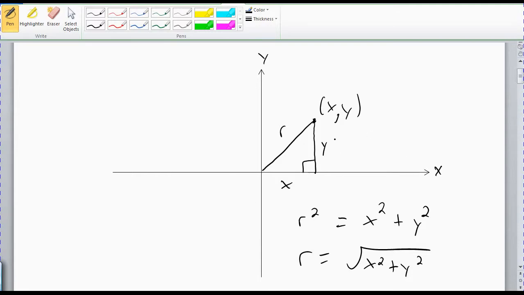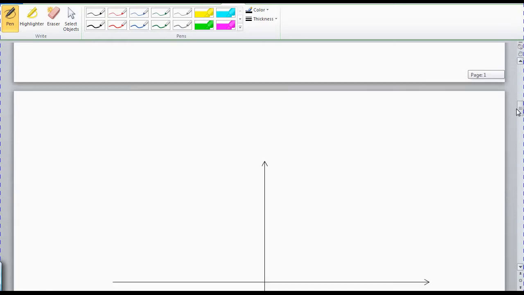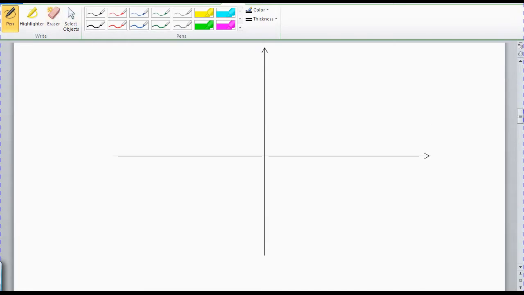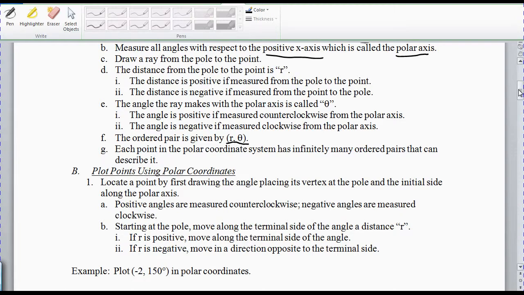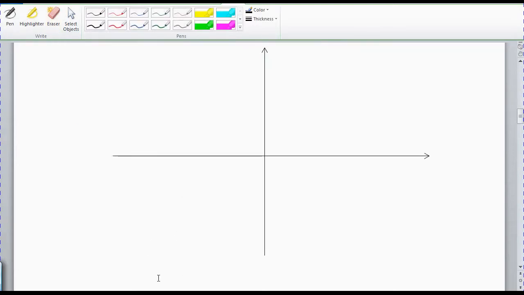The reason why we need to do that is because instead of using x comma y in the polar coordinate system, we're going to use r comma theta. Theta is the angle, r is magnitude. It's actually distance on the terminal side of the angle. So let's do an example. We're actually going to plot -2 comma 150 degrees in polar coordinates. -2, 150 degrees. Now recall what I just said. -2 is our r, 150 degrees is our theta, our angle.